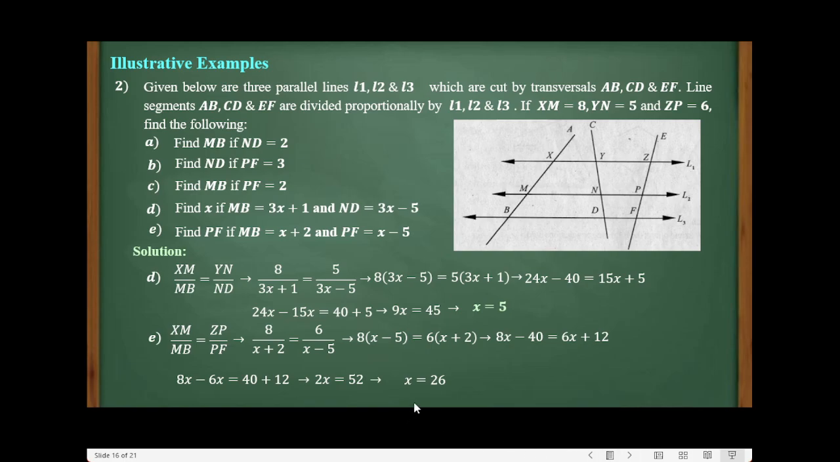From this obtained value of x, we can compute PF by plugging it into this expression. PF is actually 26 minus 5, because x is equal to 26. Therefore, PF is 21. Although letter E is not asking for the length of MB, we can determine the length of MB as well. That is 26 plus 2, which is 28.